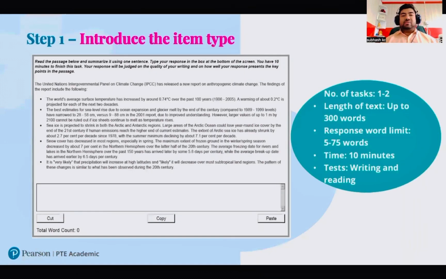So these things you need to know. As I said, there will be 1 to 2 questions. And for the essay, you have to write up to, that means maximum word limit, 300 words. Response time limit, 5 to 75 words. So if you write less than 5 words, 0. More than 70 words, 0. Okay, 75 words it says.